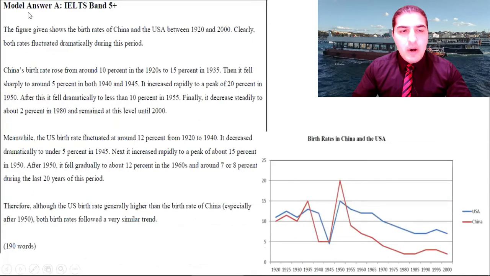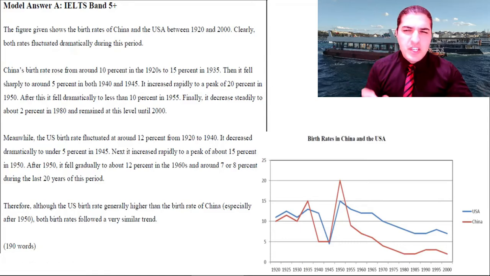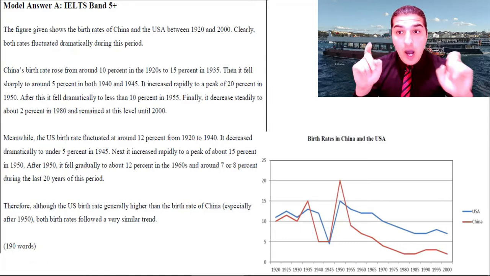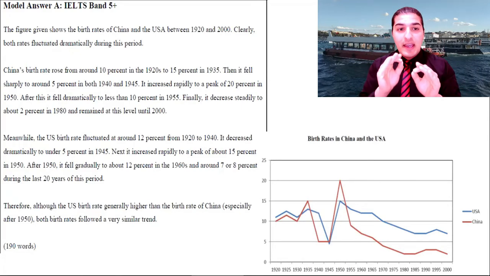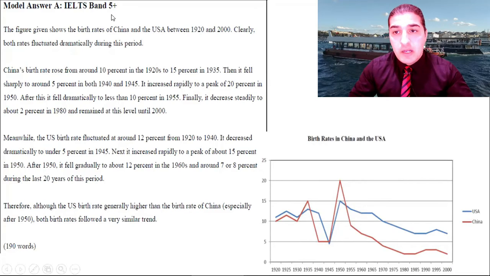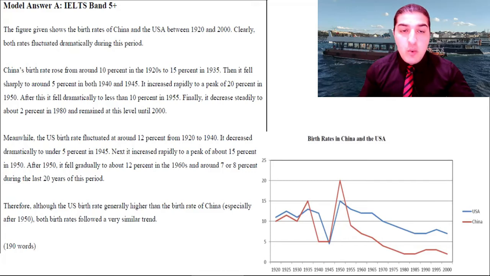Now, model answer A, IELTS band score 5+. It can secure a 6 maybe. Why? Because it does as it's told, and the format is right. When we move on, I will tell you about the format as well. Band score 5+. So this one can secure a 6 maybe. Why? Because it's loyal to the format. The format is very important.